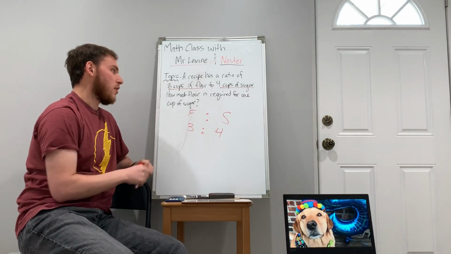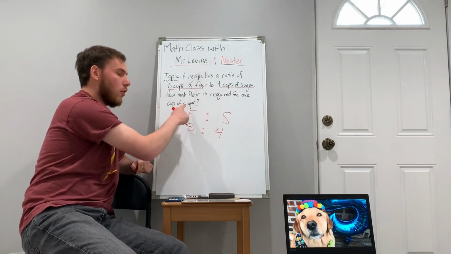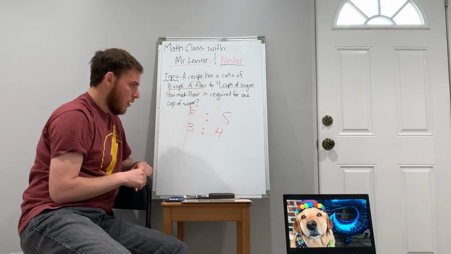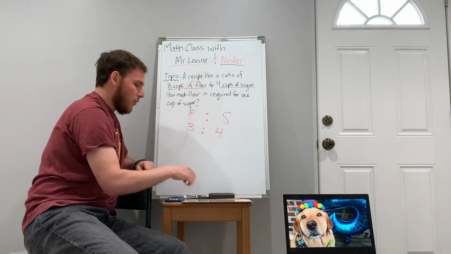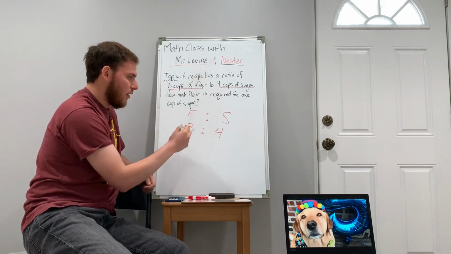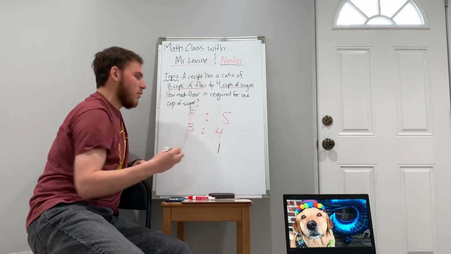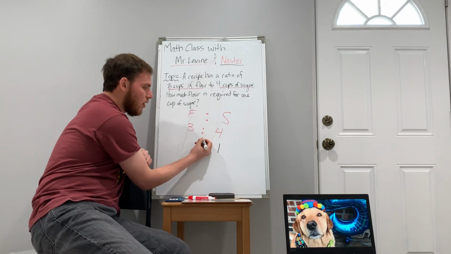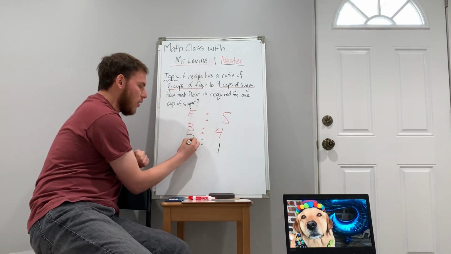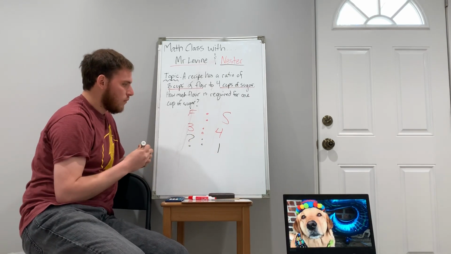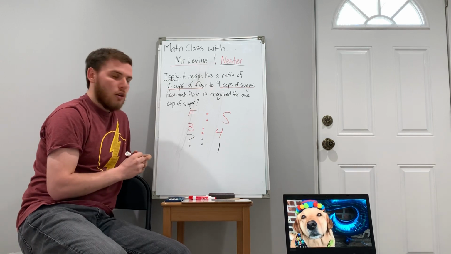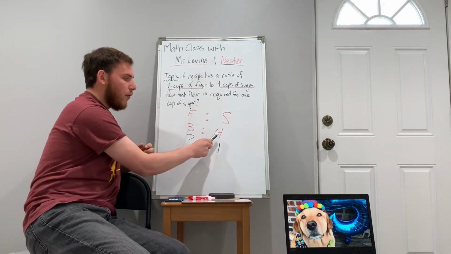And the question's asking, how much flour is required for 1 cup of sugar? So I want there to be a 1 here instead, because this is 4 cups of sugar. So instead we want 1 cup of sugar. So the question becomes, what am I going to put on this side? So to do that, we have to figure out how we got from 4 to 1.